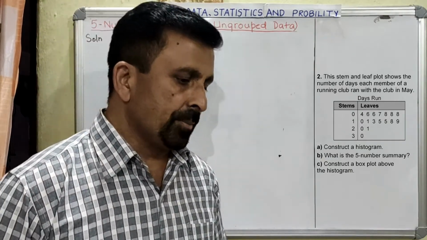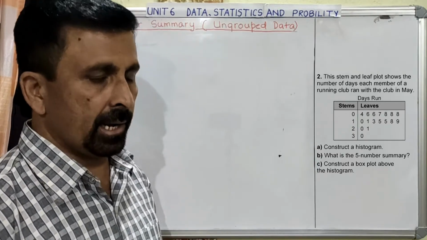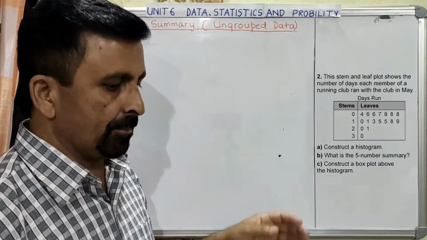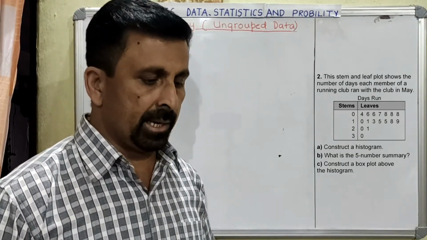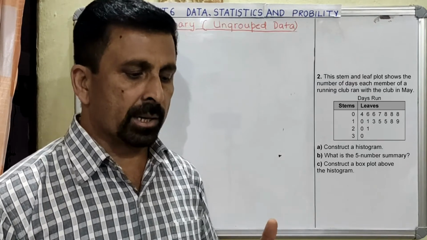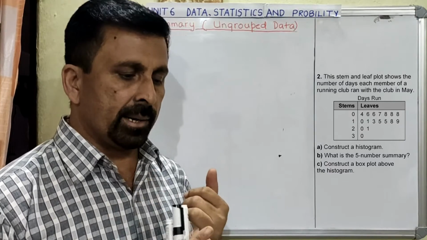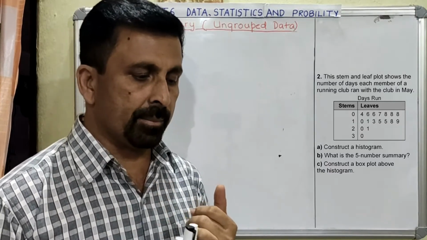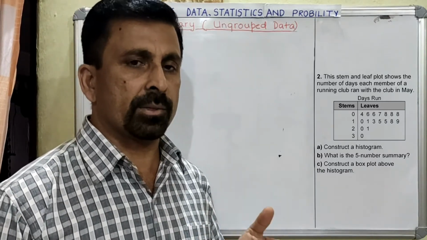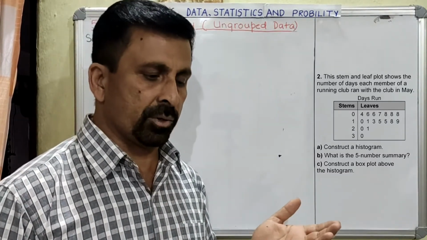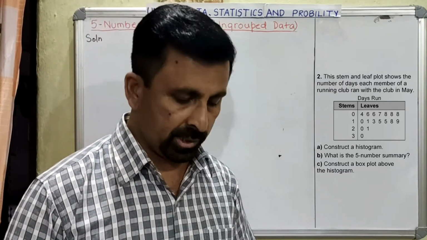In question number 2, you are given a stem and leaf plot. Using this stem and leaf plot, we are asked to construct a histogram, then a 5 number summary, and finally the box and whisker plot. The histogram and the box plot have to be plotted on the same scale as we did in the previous question. So we are going to start with the histogram.